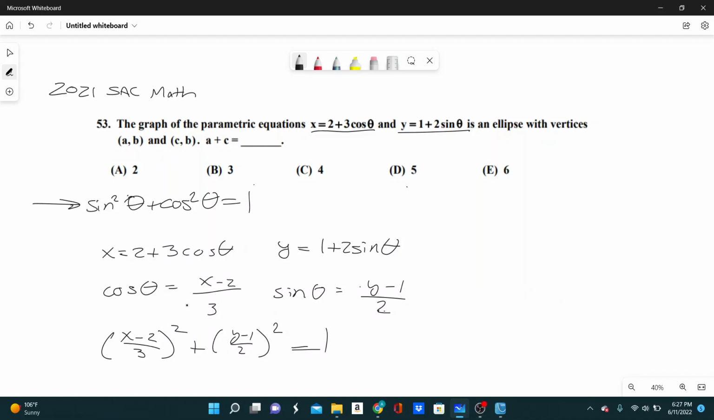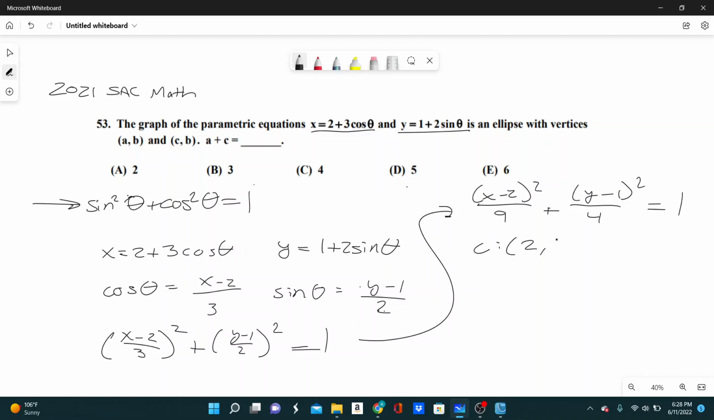So I'm actually going to expand this squared up here. So I'm going to say (x minus 2) squared over 9 plus (y minus 1) squared over 4, and that equals 1. So if this is true, then the center of our ellipse, we can tell because this is the standard form of an ellipse, the center of our ellipse will be (2, 1), because you just look at it's x minus your x-coordinate and then y minus your y-coordinate. So the x-coordinate would be 2 and the y-coordinate would be 1.